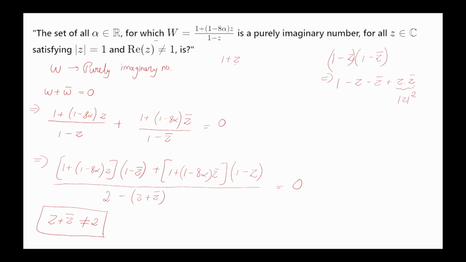Let's see, if I put alpha as 0 in this equation, what would I have? I would have (1 plus z) upon (1 minus z). And if I look at this equation carefully, if I multiply it with its conjugate, of course I'm going to get a purely imaginary number, where I can assume that my real part is not equal to 1. So of course this value of alpha, which is 0, satisfies this equation. That means the value that I just found out is correct.